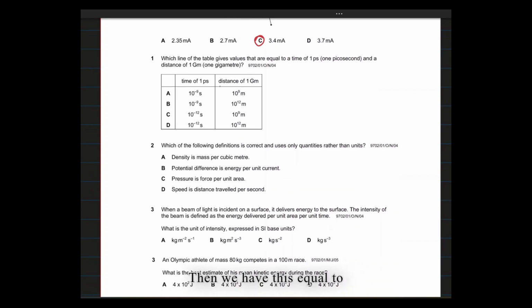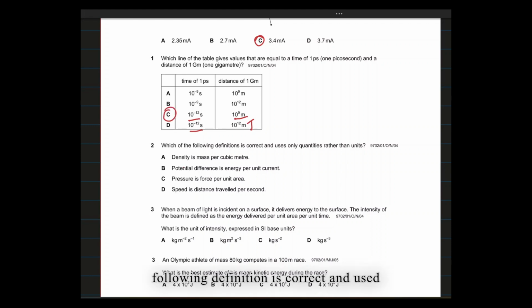Then we have this equal to 1 picosecond and distance 1 gigameter. 1 pico, we all know, is 10 exponent minus 12. Then gigameter is 9. Tera is not giga. C would be our correct answer.